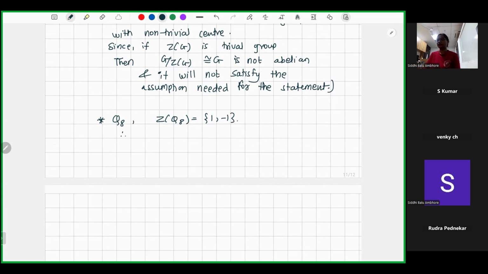Try to think of an example, or try to prove that G mod ZG is always abelian or something of that sort. Okay.